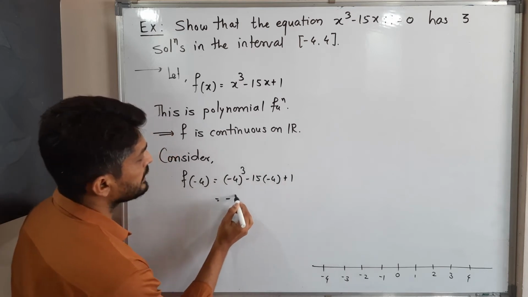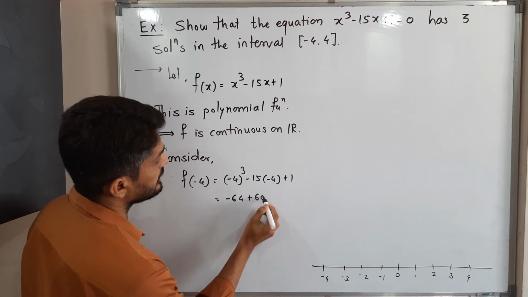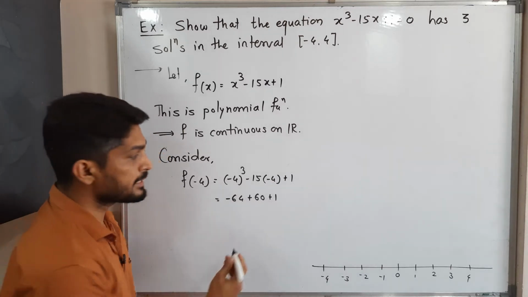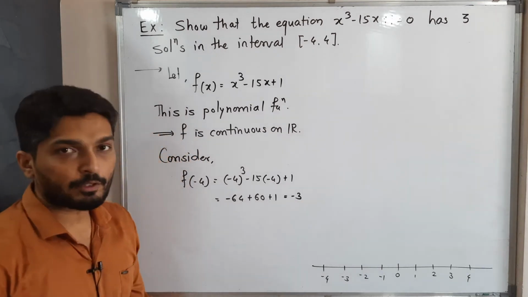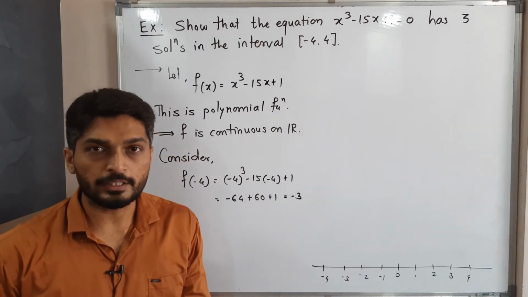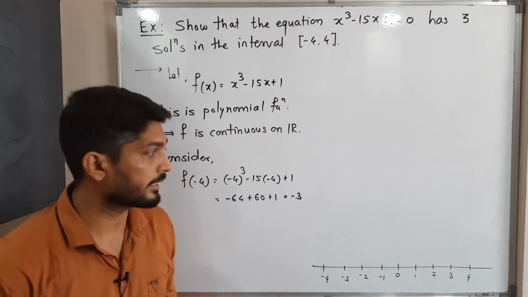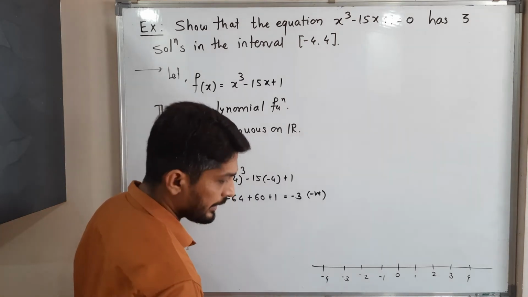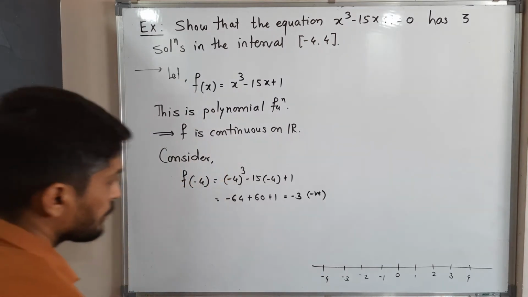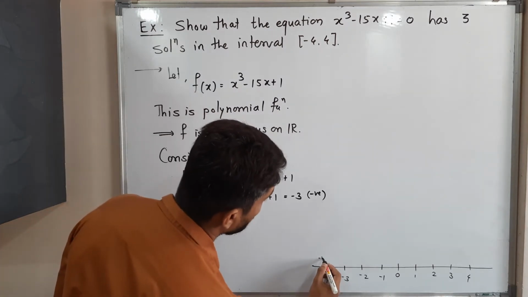So minus 4 cube is minus 64, plus 60, plus 1. The sum is minus 3. Actually we are not interested in the value, we are interested in its sign. It has a minus sign, so that's why we get a negative value here. So at minus 4 we get a negative value. Let me mention it here.